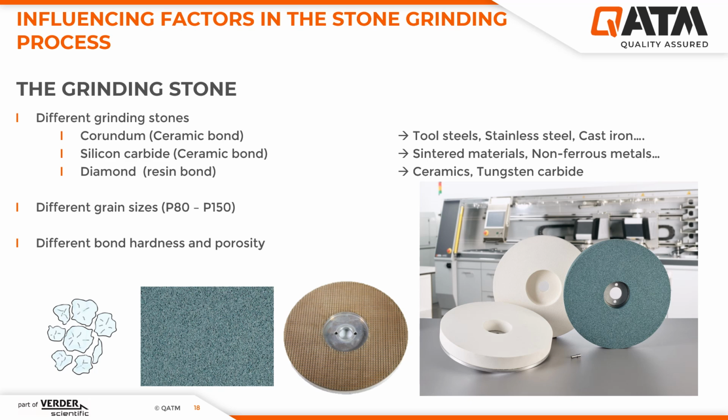On this slide, I want to talk about the stone as an influencing factor. 3 different abrasive media can be used on a plane grinding machine. Ceramic bonded corundum stones are most commonly used, which are suitable for tool steels, stainless steel, and cast iron. Silicon carbide stones are mainly used for sintered materials and non-ferrous materials. For special applications, there are also diamond grinding wheels with resin bonds, which can be used for very hard materials such as ceramics or tungsten carbide.